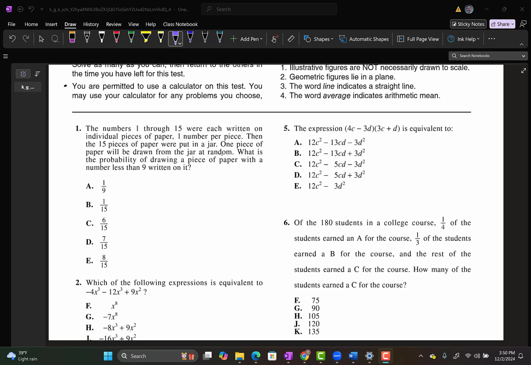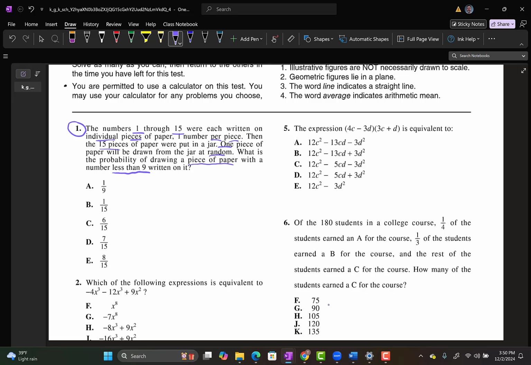All right, questions 1 through 7 on the ACT math section. Number 1, the numbers 1 through 15 were each written on individual pieces of paper, one number per piece. Then the 15 pieces of paper were put in a jar. One piece of paper will be drawn from the jar at random. What is the probability of drawing a piece of paper, a single piece of paper, with a number less than 9 written on it? So first off, this is question number 1.